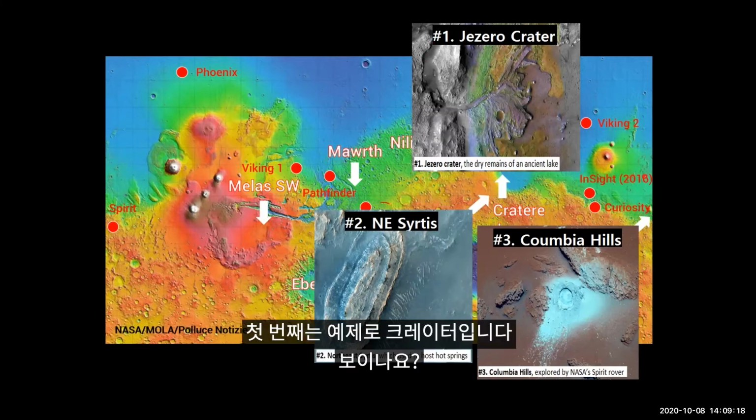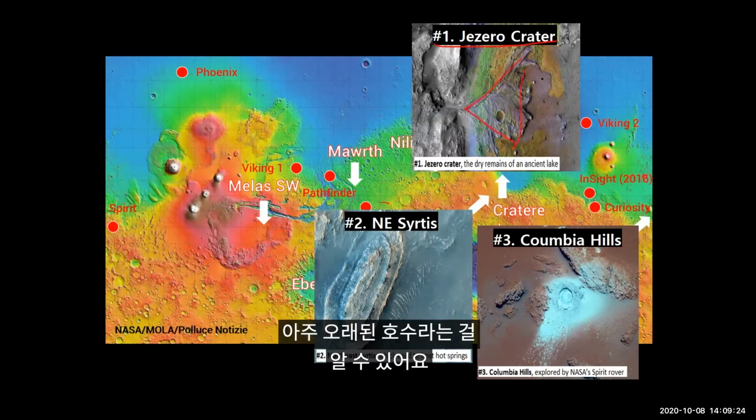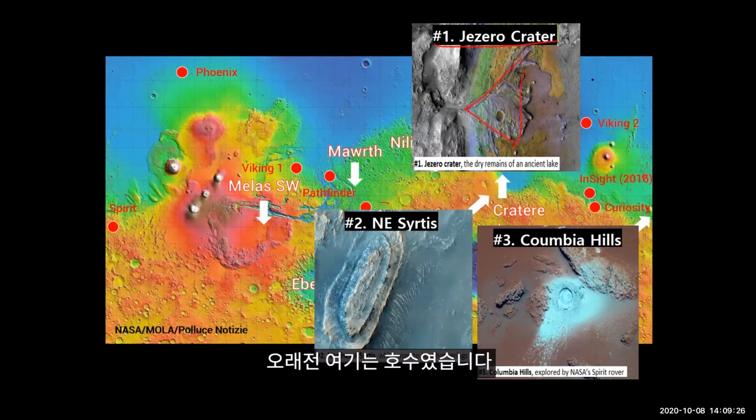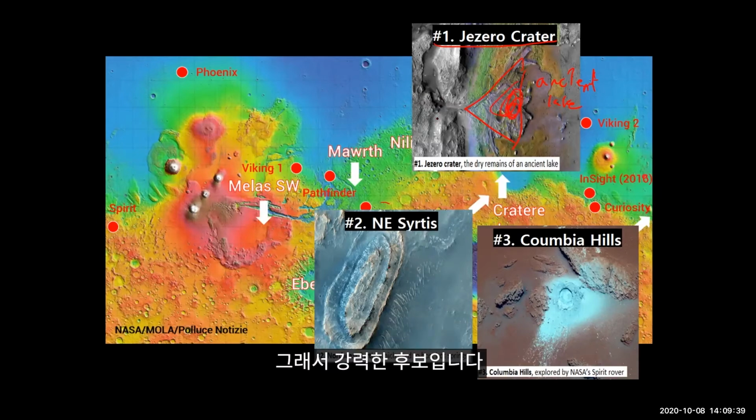Number 1, Jezero Crater, which was, you see here the fan delta here? You could sense that this is an ancient lake. Ancient lake, right? Yeah, we could see that this is an ancient lake. So this is clay. You know, clay is what contains a lot of organic material on Earth. So it's a strong candidate site.